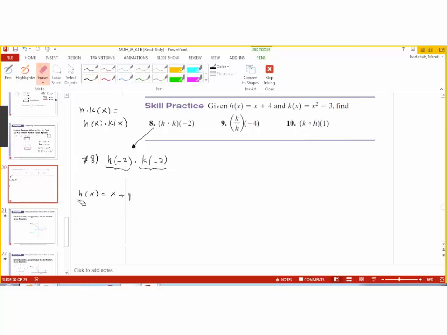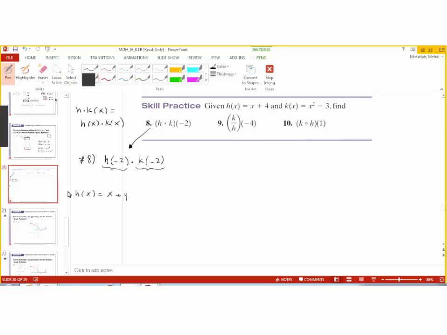Plug in negative 2 for x. Good. So you have to evaluate h of negative 2. So you substitute negative 2 for each x. And then what do you get? You get plus 2. Very good. So that will give me plus 2. Alright, so this would be plus 2 times. So how do you evaluate k of minus 2 now?